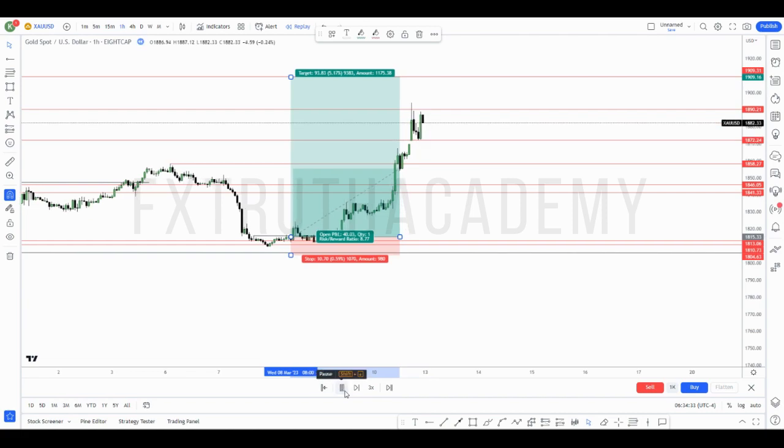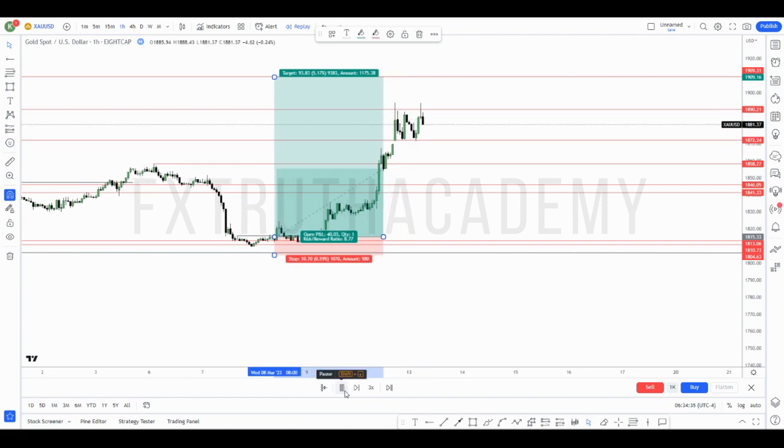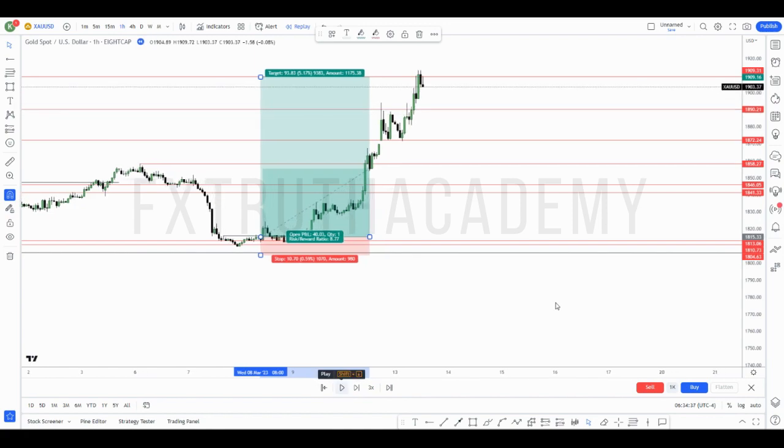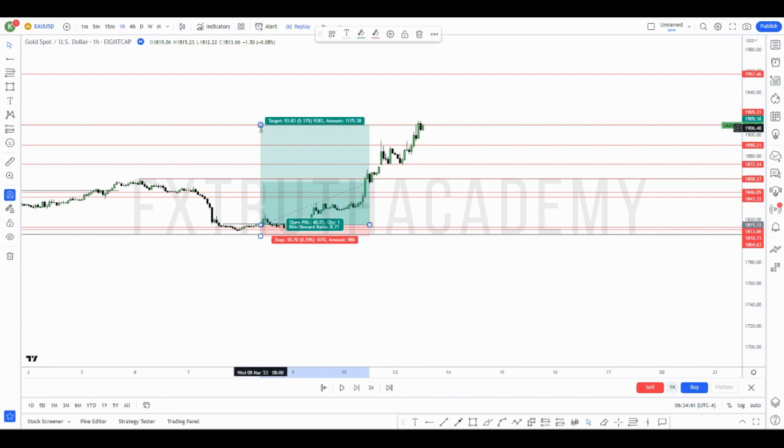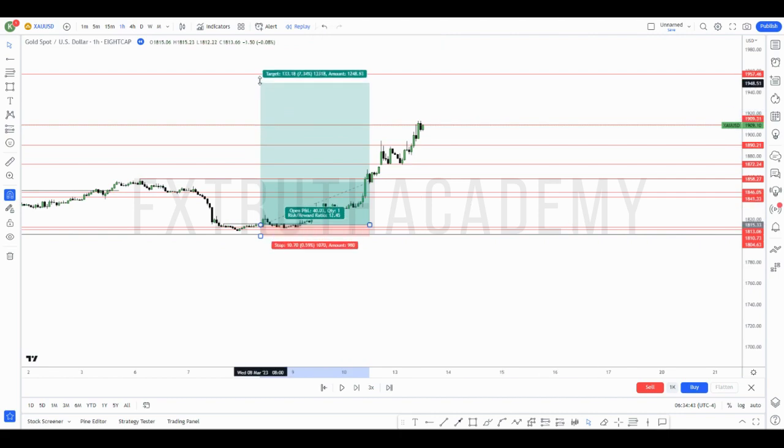So let's play that out. Let's see if that goes to that other zone. Wow, and it met the fourth target. So let's see if price is going to ultimately get to that other target. Let's extend that. Let's see if price will get there.